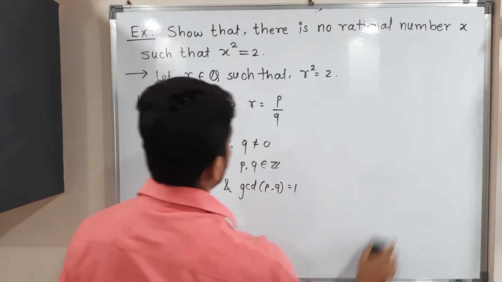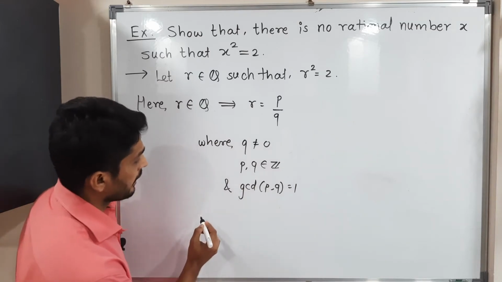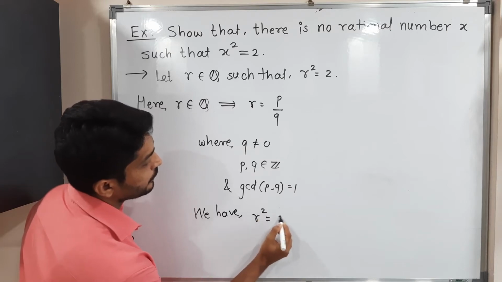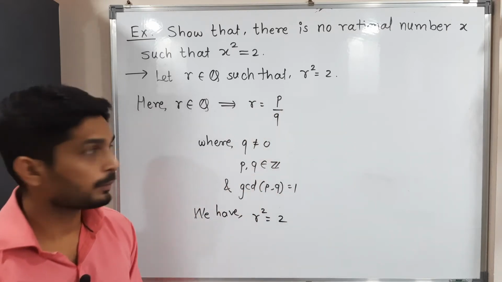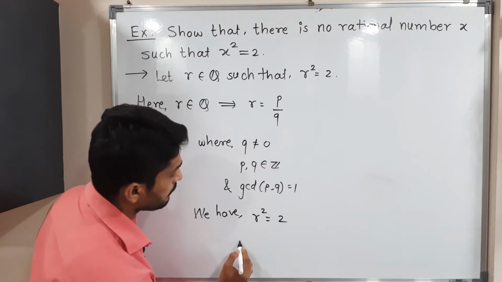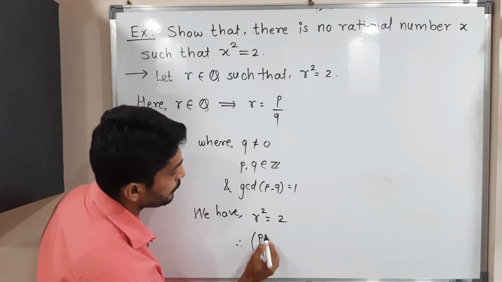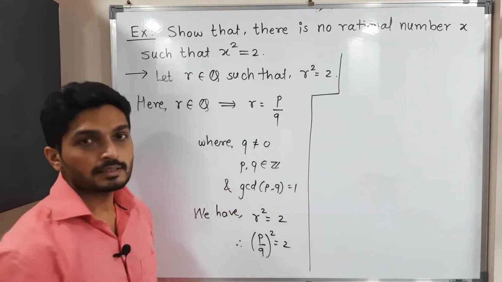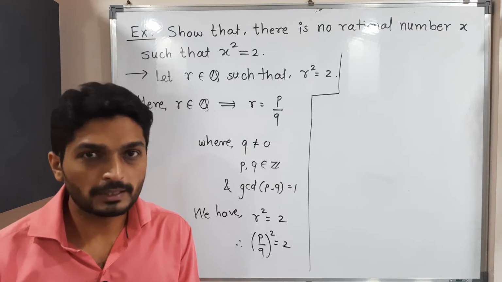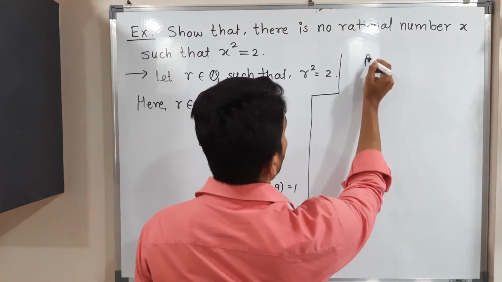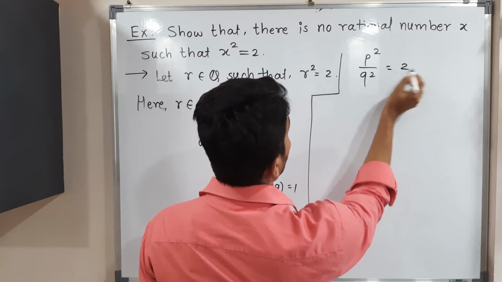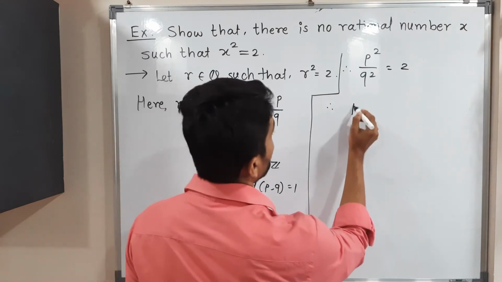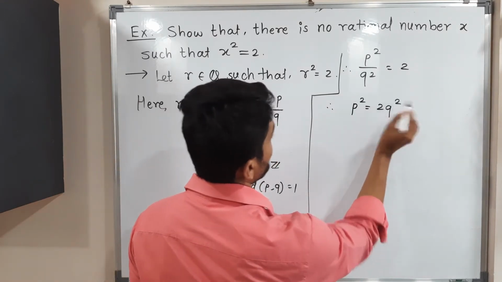Let us go further. See, what we have, R square is equal to 2. This thing we have assumed, but our R is P upon Q. So therefore, what can we write? P upon Q square is equal to 2. Agree with me? See, I will take the square of numerator and denominator separately. So therefore, P square by Q square is equal to 2, right? So I will shift Q square to that side. So P square is equal to 2Q square.